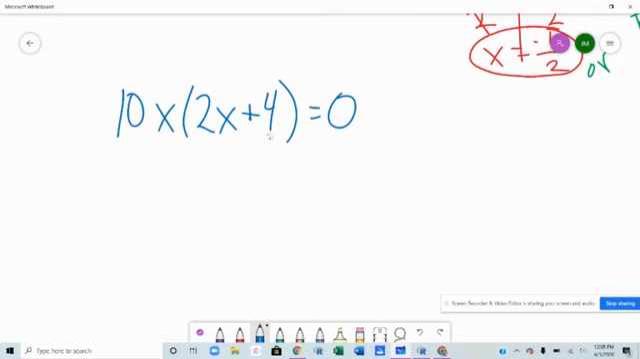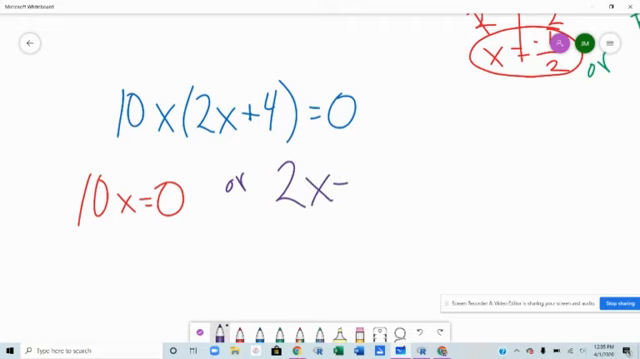Now, initially you might think, oh, I'm going to distribute. But no, that does not help you in this case. Remember in 9.2, we also talked about how you don't distribute. You are not going to distribute this. You take your two things that are being multiplied. You have 10x times 2x plus 4. So you should take 10x equals 0 or 2x plus 4 equals 0 and solve each of those over here.